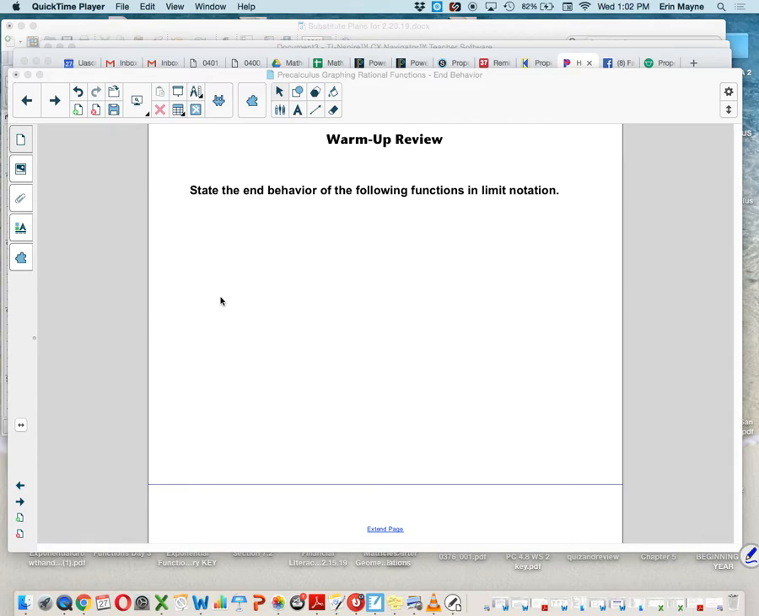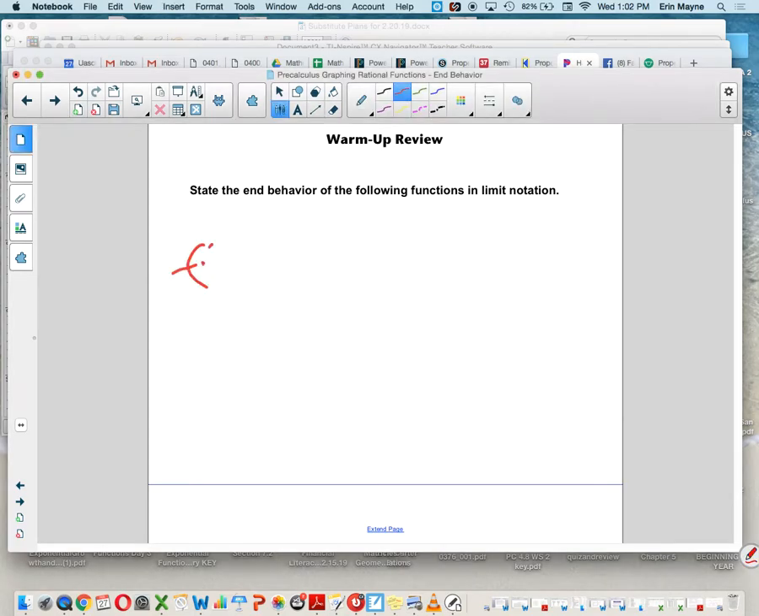To continue our conversation about end behavior, if you would do me a favor and go ahead and turn to your end behavior notes, where it gives you this slide that says warm-up review. I'm going to give you two functions here. We're going to look at f of x being 3x squared minus 4x plus 8 all over x minus 7.